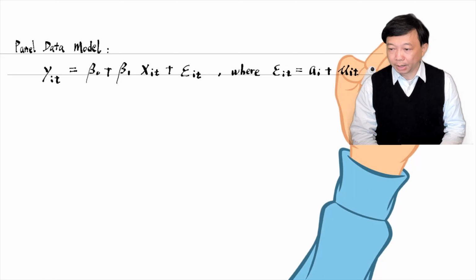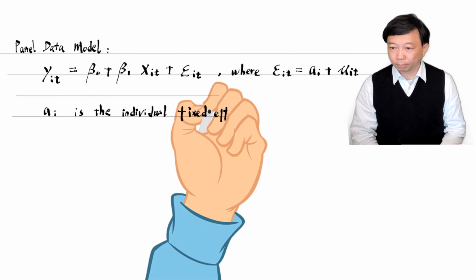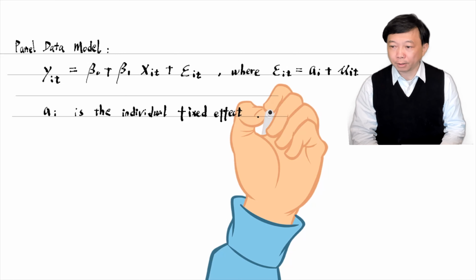We decompose the error term epsilon it into two components, a i and mu it. The a i component captures all unobserved time constant factors that affect the outcome variable y. This component of the error term has no t subscript. It does not change over time. It differs among individuals. It is called the individual fixed effect or the individual heterogeneity.